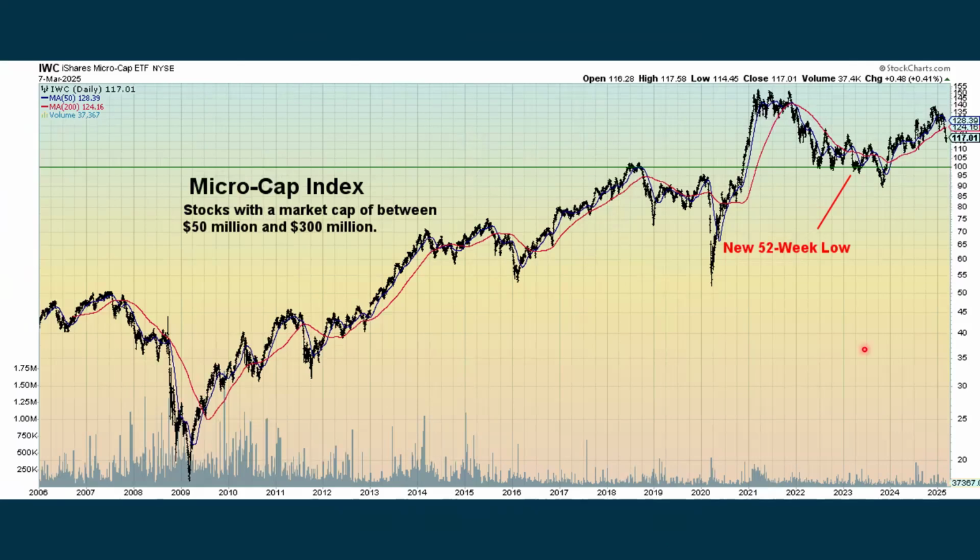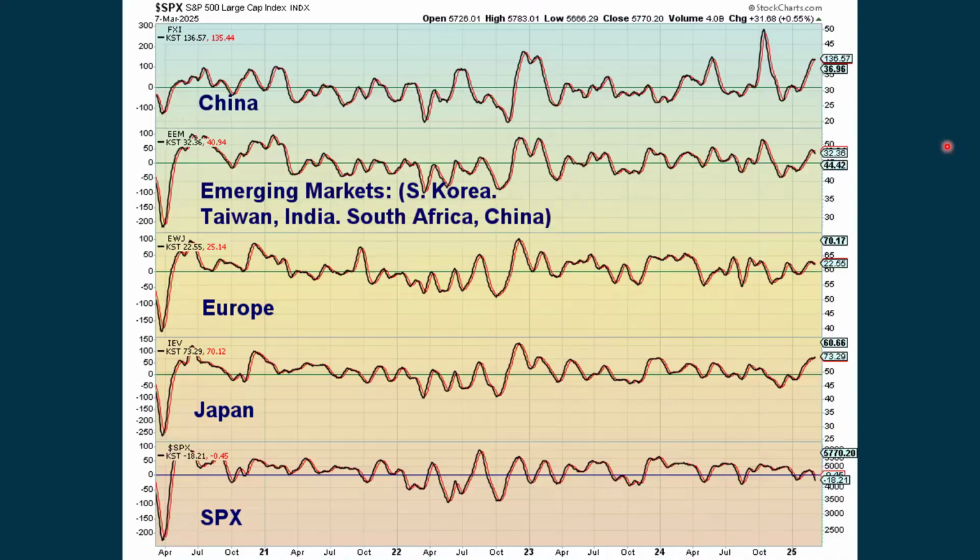And then we look at the micro caps, really small stocks. They're actually dropping below their 200-day moving average, showing some weakness there. Then we look at stocks in China. This is a long-term oscillator. They've been going up, but could be starting to stall out, rolling over with emerging markets, rolling over in Europe. Japan's been looking pretty strong, but we're actually in a downtrend here in the US using this oscillator.